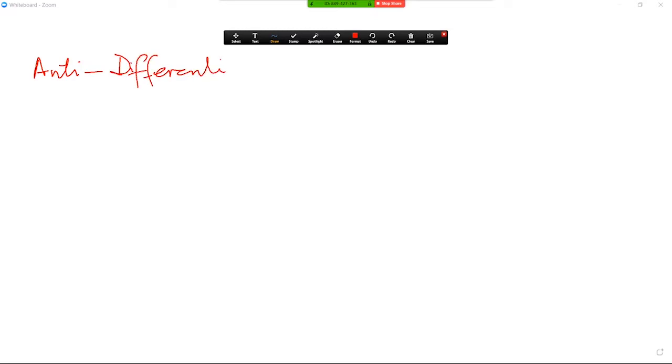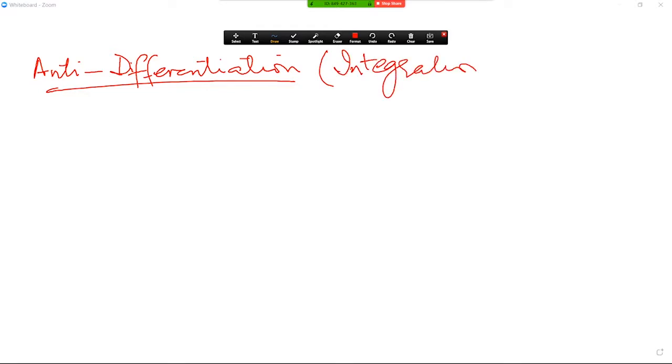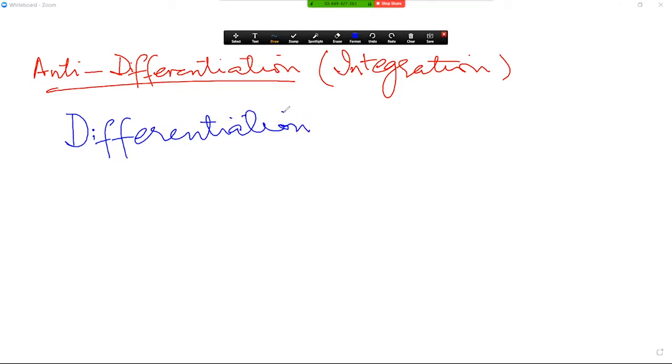Anti-differentiation is also most popularly called integration. What is differentiation actually? What does differentiation give? It gives the rate of change of a function.